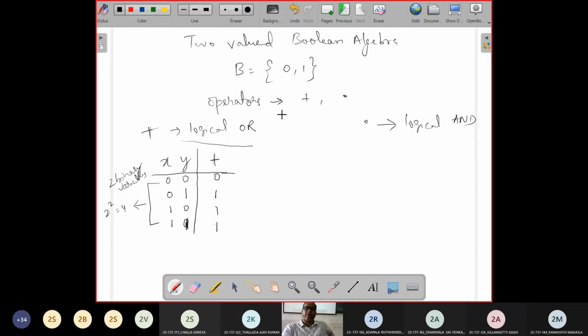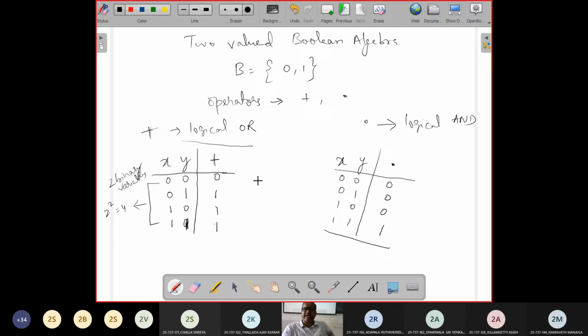Am I clear there? Now, similarly, let us try to define the operator called AND based on the case of two variables. Once again, two variables, four combinations: 0 0, 0 1, 1 0, 1 1. If I do an operation called AND between these two variables, what can be the value here? 0 AND 0 is 0, 0, 0, 1. So this is the second operator which we can define on two-valued Boolean variables X and Y. So this is logical OR, this is logical AND.